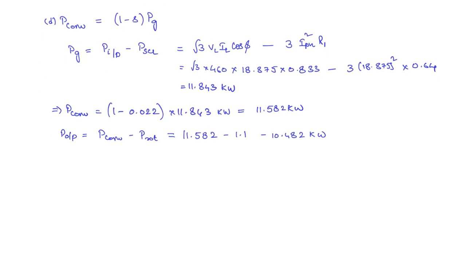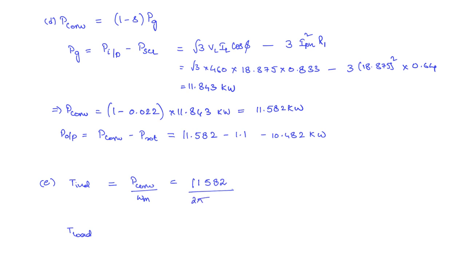And for the last question, we have to find T induced, the induced torque, and the load torque or the output torque. So what will be the induced torque expression? The converted power divided by the angular speed. Remember, not in RPM but the angular speed omega. So this is going to be the converted power, 11.582 in kilowatts, written as 11,582 divided by omega m, which we need in radian per second.